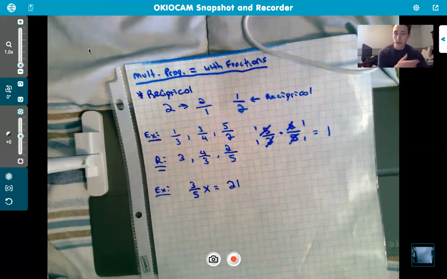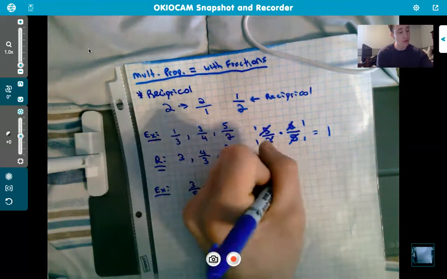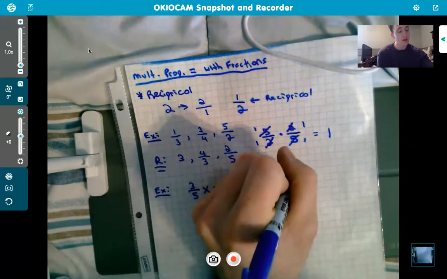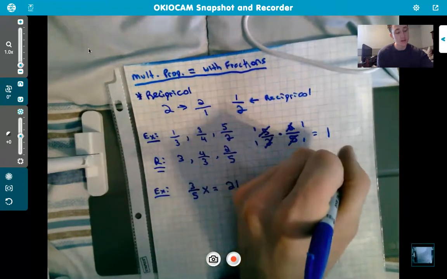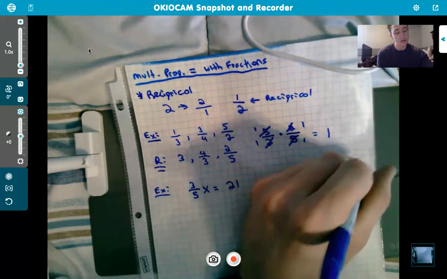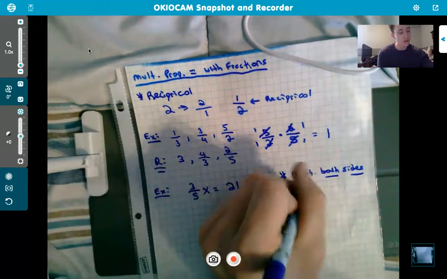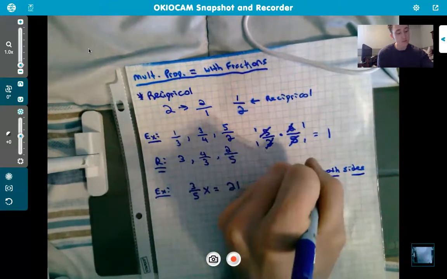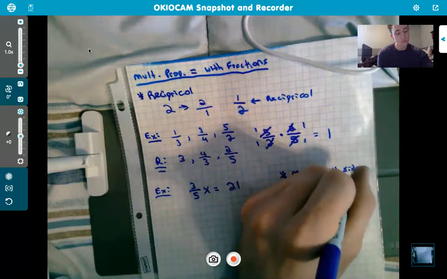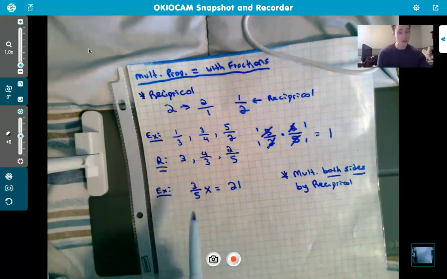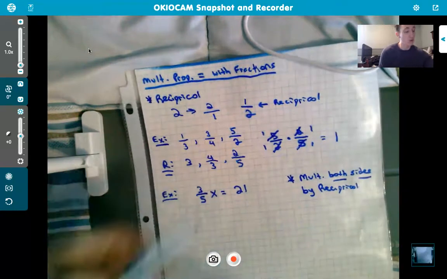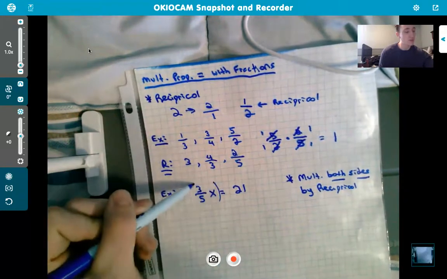We want to be able to solve for x. We want to get x by itself. Well, the first thing that we want to do, and I'm going to make notes over here for the steps, is to multiply both sides. And it's important that we do it to both sides by the reciprocal. So take that fraction there that's attached to the x, and we're going to multiply both sides by the reciprocal.